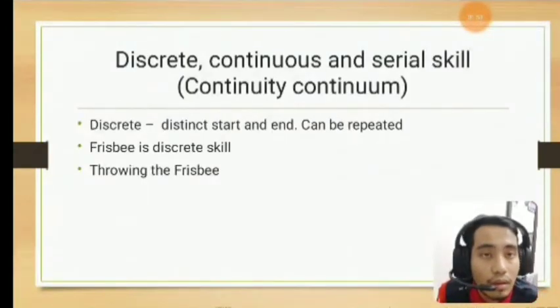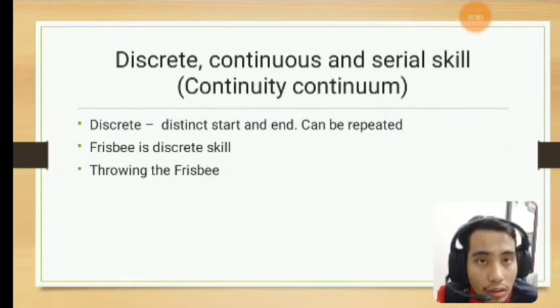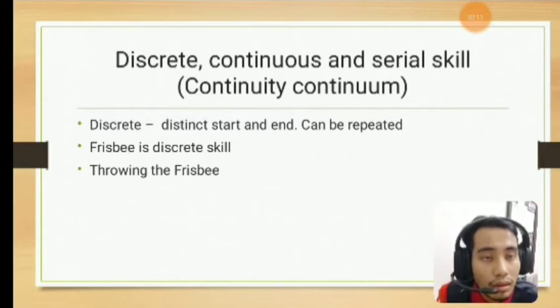This continuum is divided into three: discrete, continuous, and serial skill. For frisbee it is a discrete skill because it has a distinct start and end. It can be repetitive, like throwing the frisbee. For another sport like football, it is kicking the ball like that.